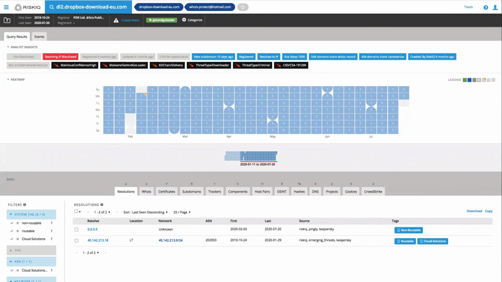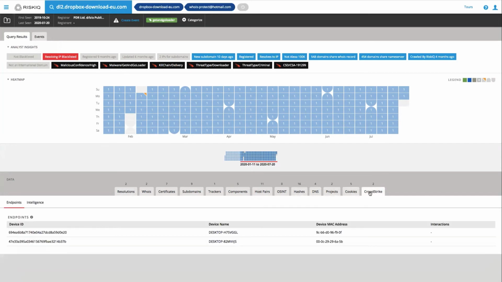If I click on that, I start to see a different story take place. Similar looking analyst insights, noting that it's malicious, tied to criminal activity, in particular malware for the get and go loader. And again, this time our CrowdStrike tab is populated. And what we can see here is that two other endpoints have actually communicated with this infrastructure. So right away, as an analyst, an incident responder, I'm starting to understand how this infrastructure is tied together, how malicious it is, and what the threat looks like. And I'm also able to understand what systems within my organization, if any, have actually communicated with this infrastructure.